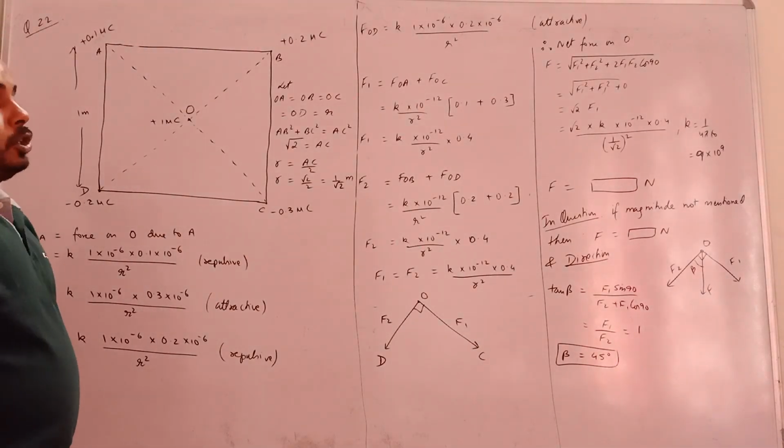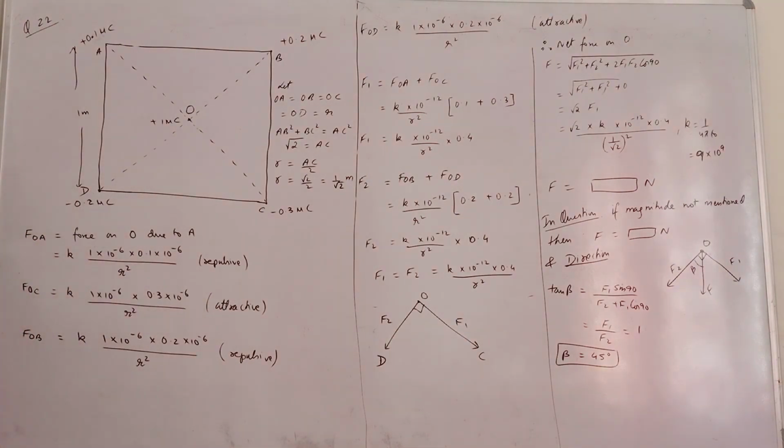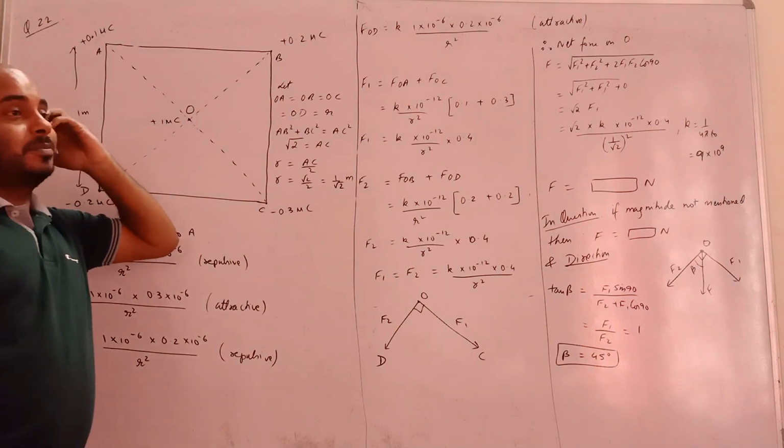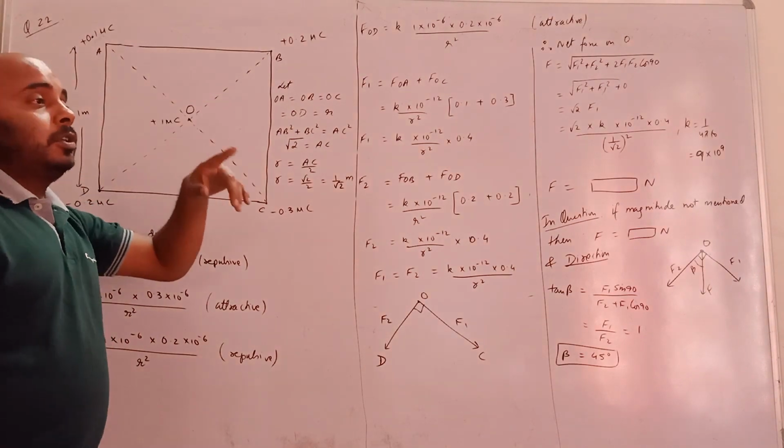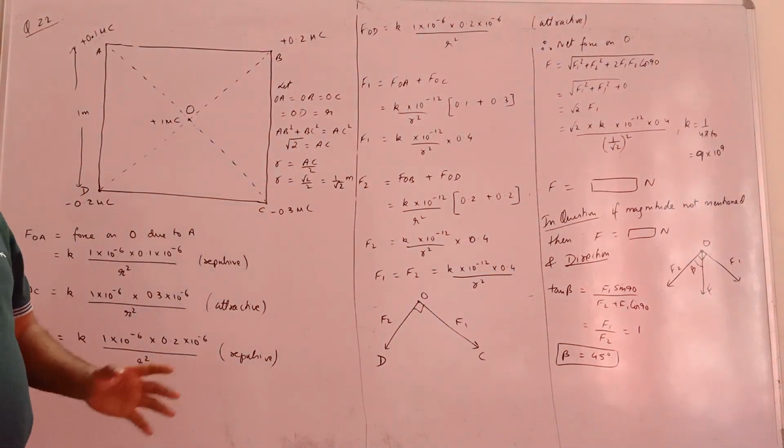Okay, here also we'll continue with the numericals. Go to the PDF, go to question number 22. Not page number, question number 22. In that question, they told that there are four charges.